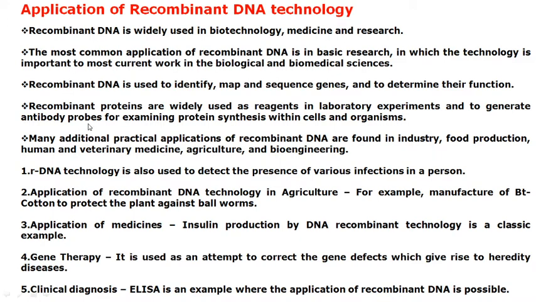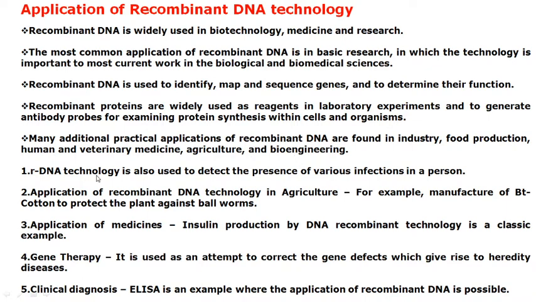Further, recombinant proteins are widely used as reagents in laboratory experiments and to generate antibody probes for examining protein synthesis within cells and organisms. So, you can also generate some recombinant protein antibody probes, and as I already discussed, you can also generate the human protein or any other protein in the bacterial system. Many additional practical applications of recombinant DNA are found in industry, food production, human and veterinary medicines, agriculture, and bioengineering.